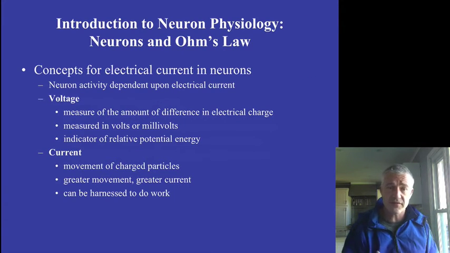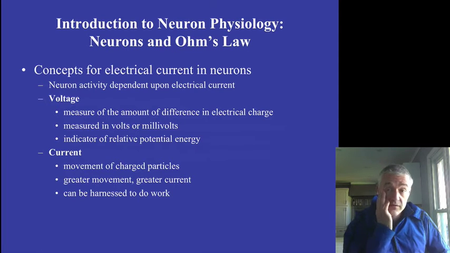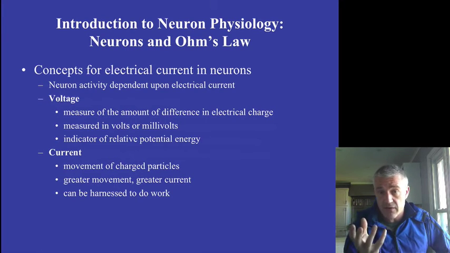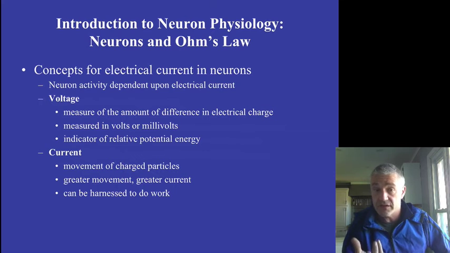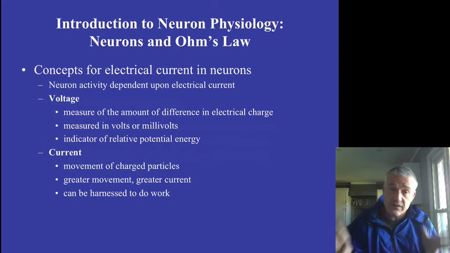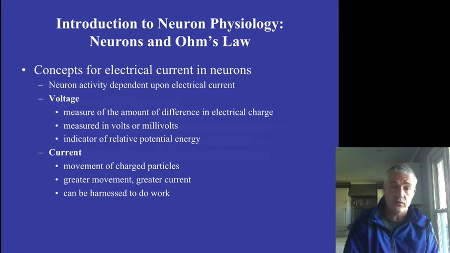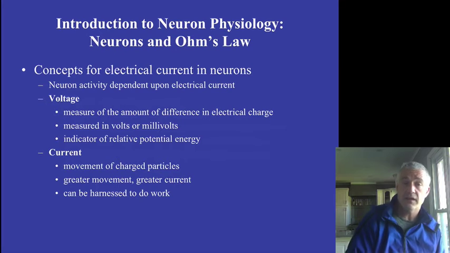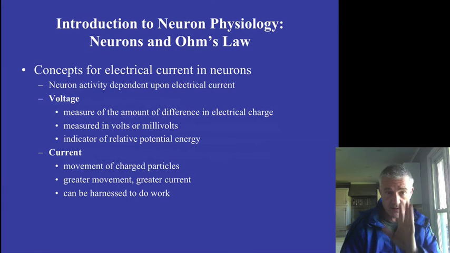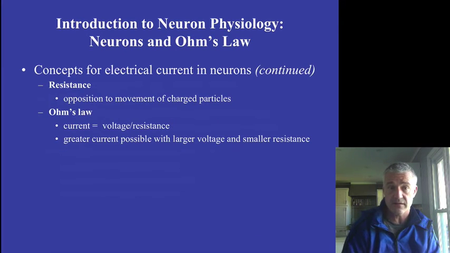When we start talking about how this stuff is going to flow, changes in the amount of difference in the electrical charge is that voltage. Generally, we're measuring this in millivolts. Again, it gives us a good idea of how big of a difference there is. If there's more difference, we can have a bigger change. Current is the movement of these charged particles. So the greater the movement, the greater the current, and that's what we're going to be doing in order to send the signal down these neurons.